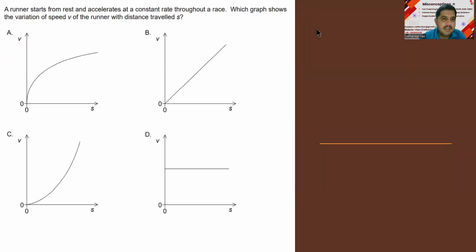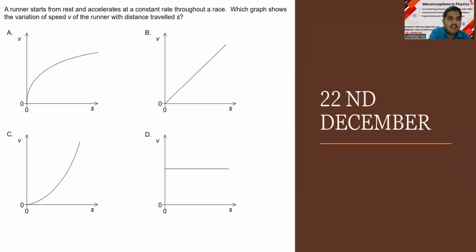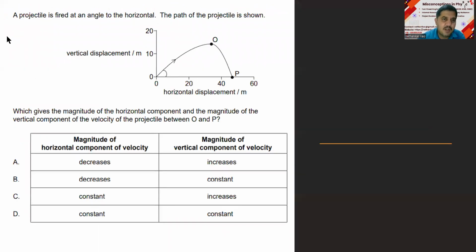Then the next question is, a runner starts from rest and accelerates at a constant rate. Which graph shows the variation of the speed v of the runner with the distance traveled s? So the plot here is v versus s, and for a constant acceleration, which equation helps you to understand v versus s? I already gave you the clue. Think about it and answer it. Okay. Now let us move on to the next one.